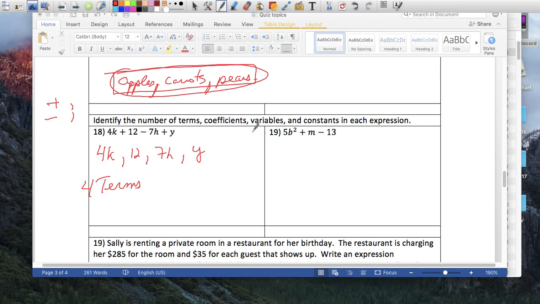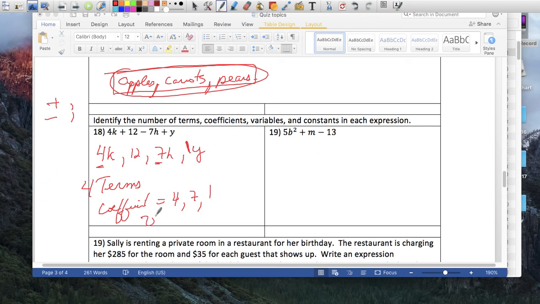Coefficients. Coefficients are the numbers in front of the variables. So the coefficients in this particular expression, the numbers in front of the variables, are the 4. I have another one, 7. And I have another one, even though we don't see it. Right in front of y, there is a 1. There are my 3 coefficients.